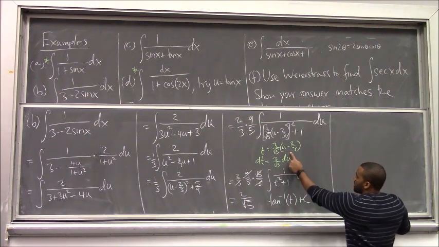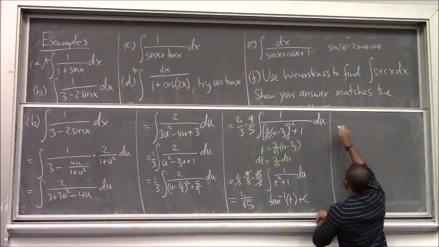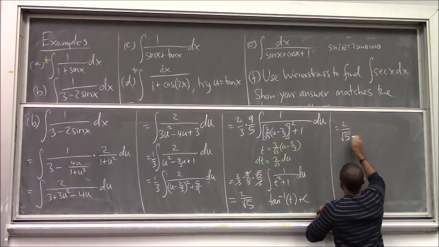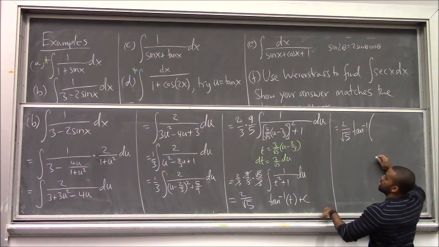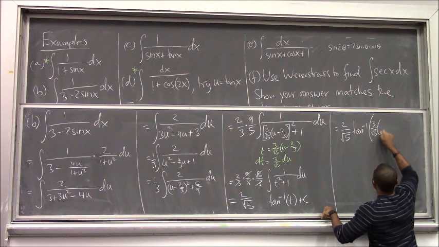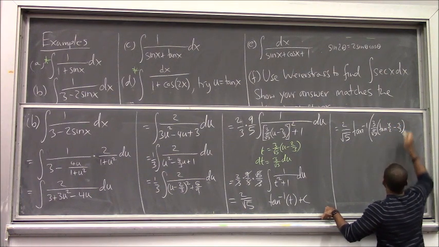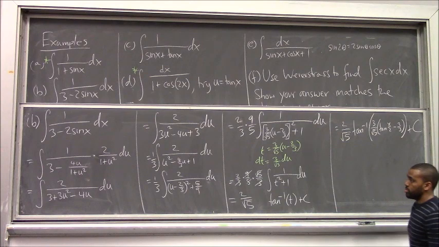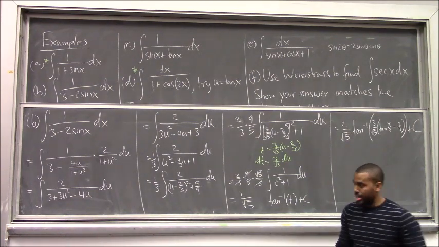So now my t is just going to be this, and at the same time my u is tangent of x over 2. So I'm going to take this and plug it in here. So that's 2 over the square root of 5 times the tangent inverse of 3 over radical 5 times tangent of x over 2 minus 2/3. And yeah, it's a little bit messy, but it's not as messy as I would think factoring and getting the radicals would have been.